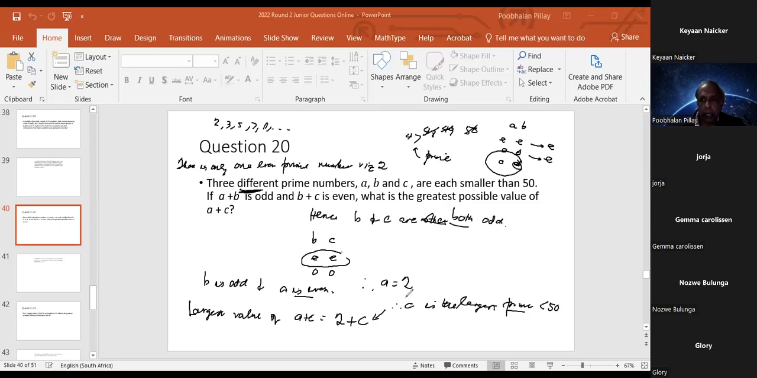Right? And it wasn't without any reason that I've said that 47 is the largest prime. You can see 48 is not, 49 is not, 50 is not. So 47 is the number that we're looking for. So 47 is a prime number. So this is 2 plus 47. So the answer to the question, the largest value of A plus C, is 49. So C is 47. 2 plus 47 is 49.